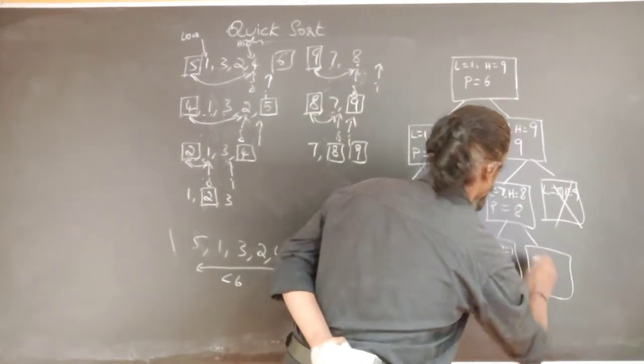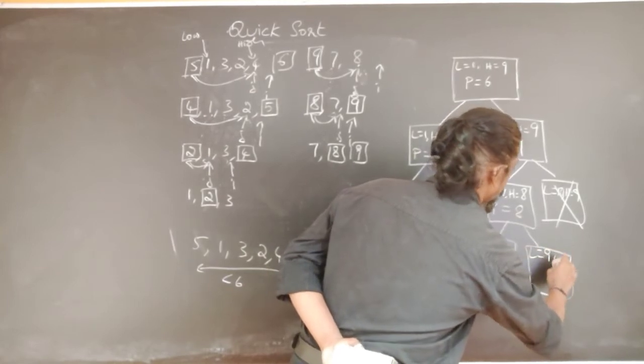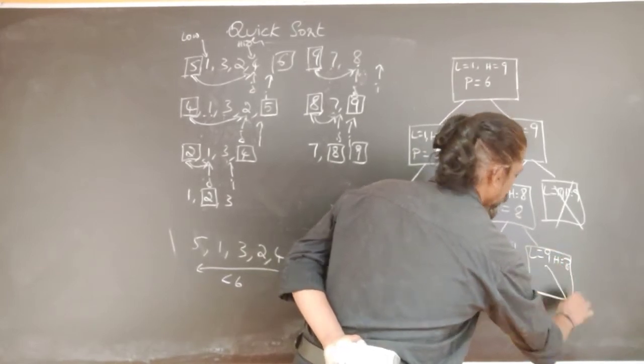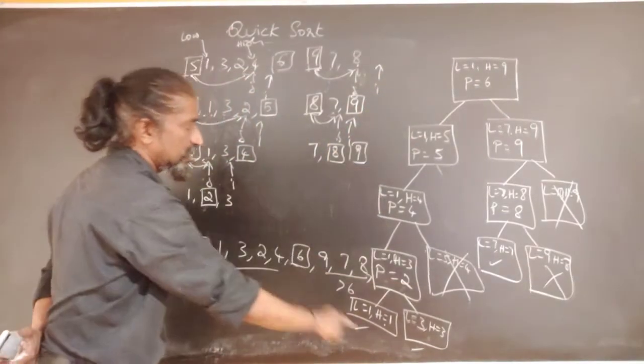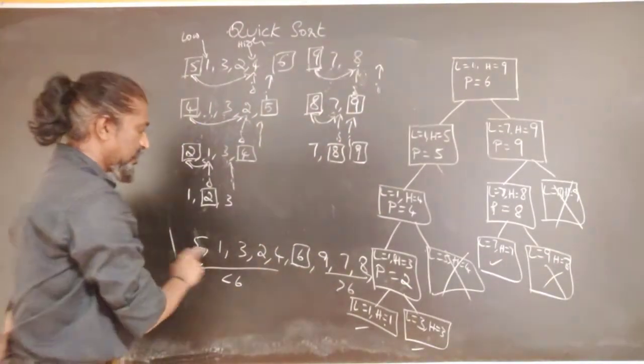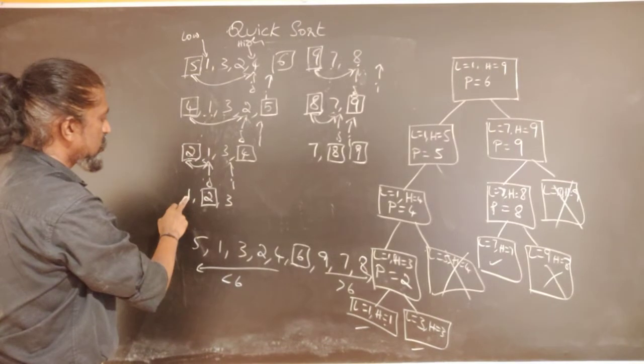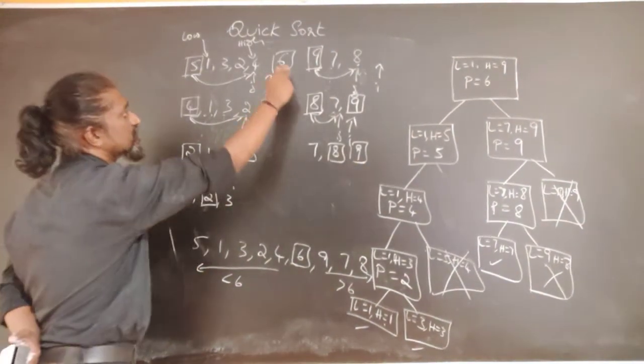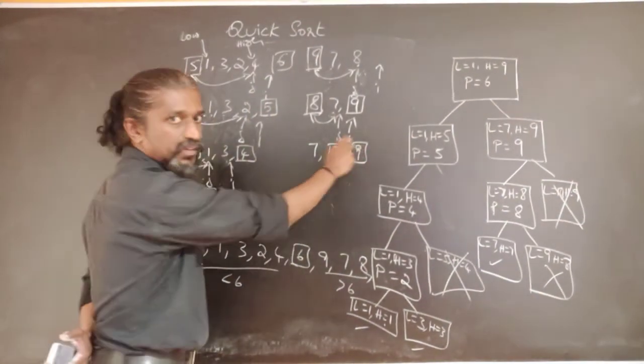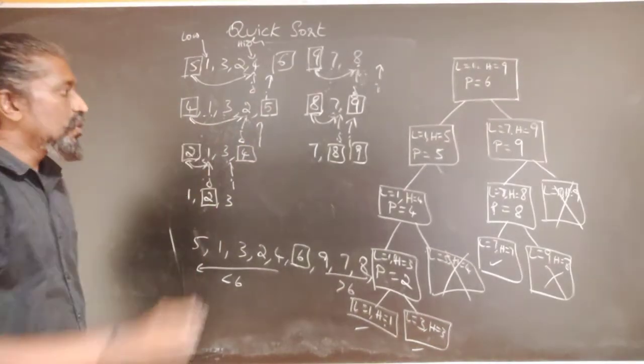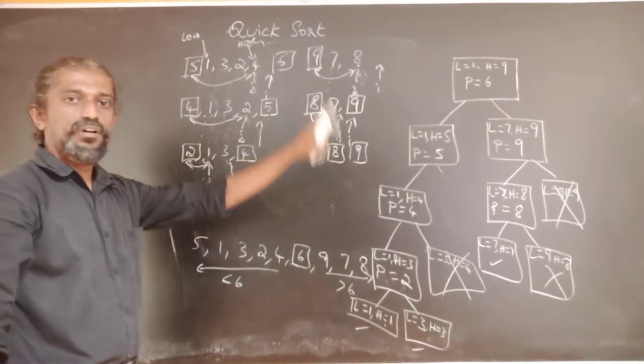Right side we have low at 9, high at 8. So therefore this subtree is not there. That is the tree of recursive calls, and we can see that all the elements are sorted now. 1, 2, 3, 4, 5, 6, 7, 8, 9. So this is how the quicksort algorithm sorts the given elements.